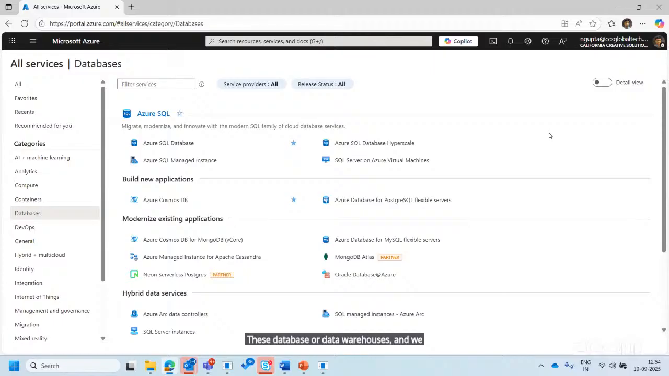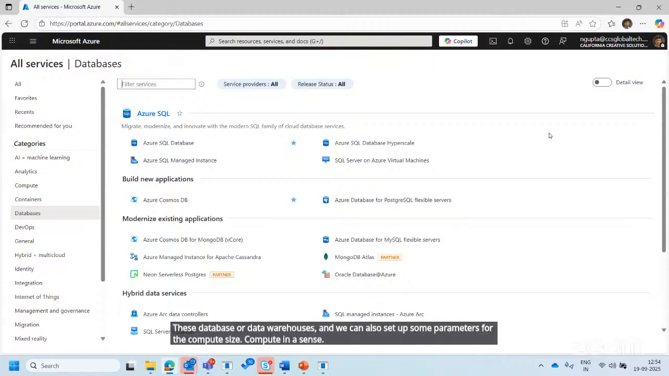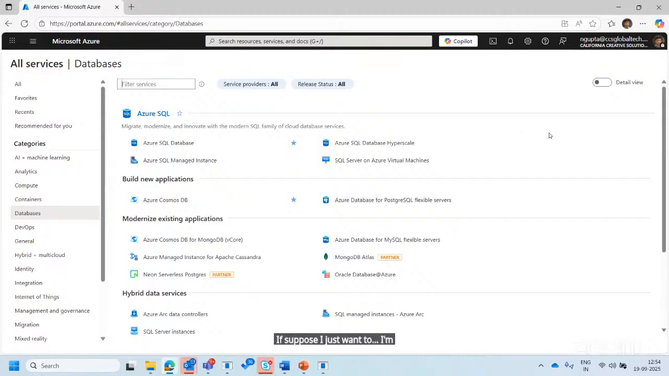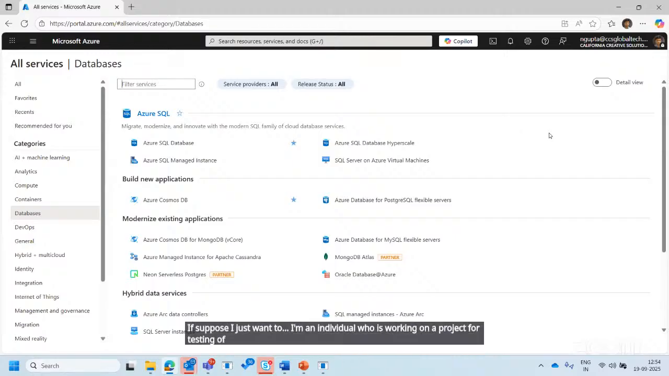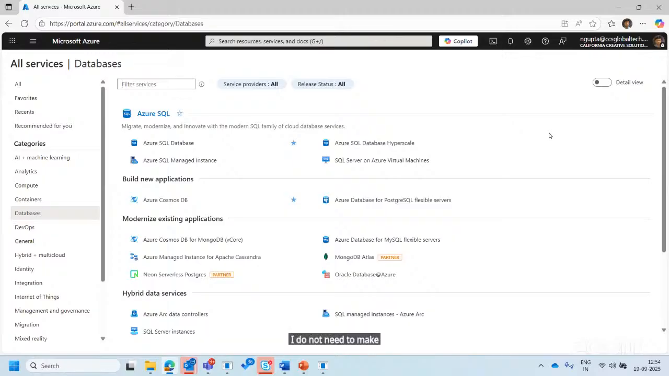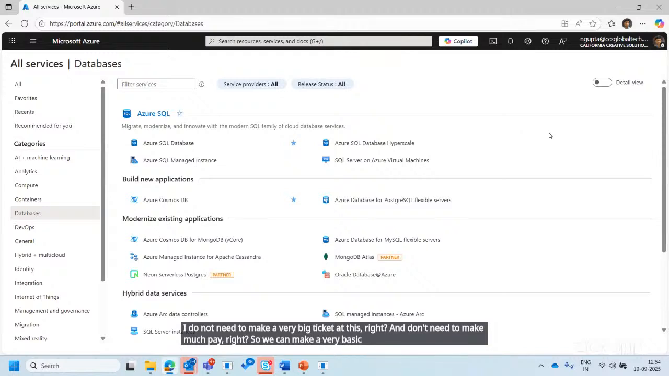And we can also set up some parameters for the compute size. Compute in the sense, if I'm an individual working on a project for testing, I do not need to make a very big database, and I don't need to pay much, right? So we can make a very basic database and I only need to pay, I would say, $5 per month for my testing operation, right?